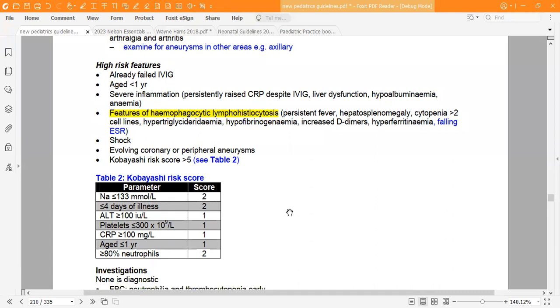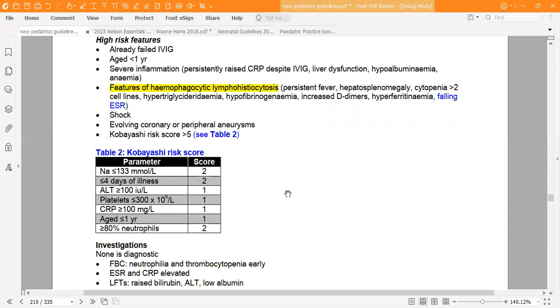If you get more than 5 points according to the parameters here: the sodium level of 133 millimole per liter or less, that's score 2. 4 days or less of illness, that's score 2. ALT 100 or more international unit per liter, that's score 1. Platelets less than 300, score 1. CRP more than 100, score 1. Aged less than 1 year, score 1. 80% or more neutrophils, that's score 2.